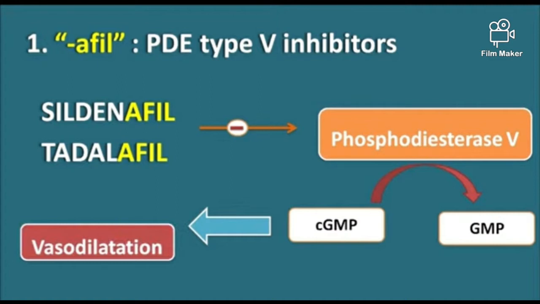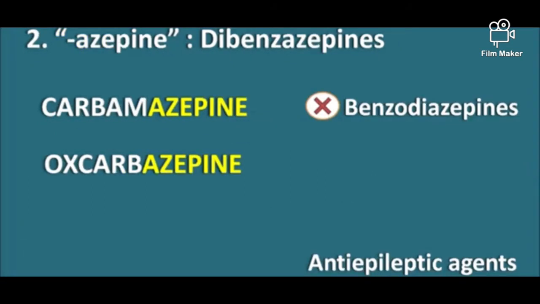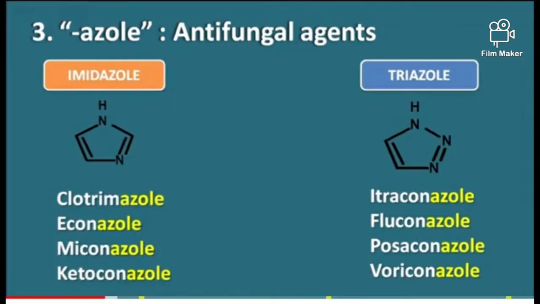These drugs inhibit the phosphodiesterase V enzyme, so cyclic GMP is not converted into GMP, which mainly produces vasodilation. The second suffix, azepine, dibenzazepines, and these are the benzodiazepines, and carbamazepine, oxcarbazepine, are mainly anti-epileptic agents used in the treatment of epilepsy.